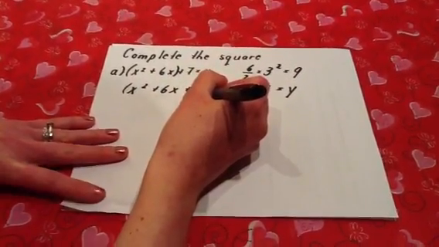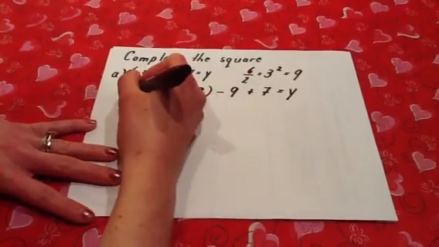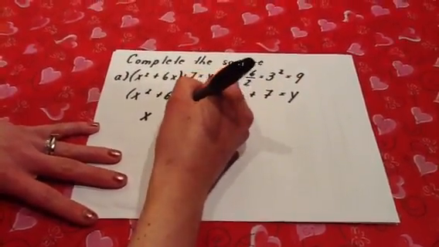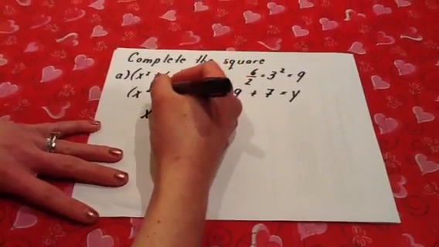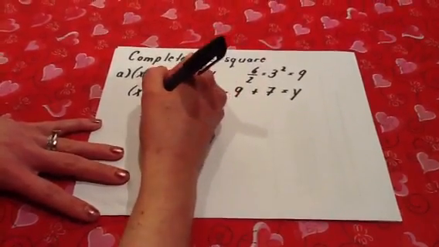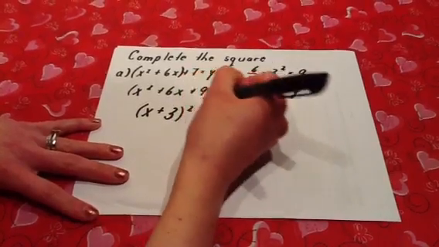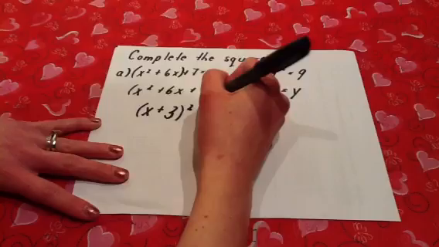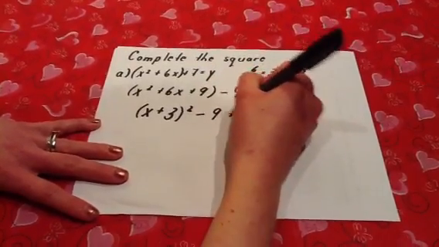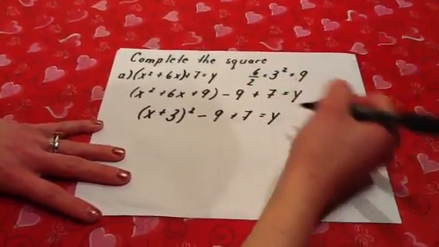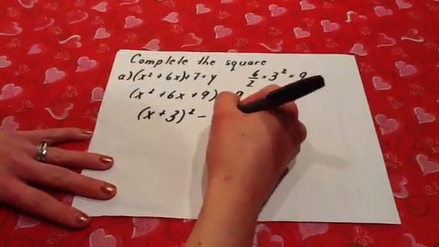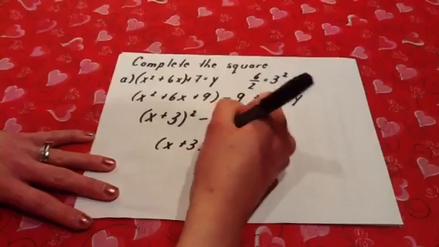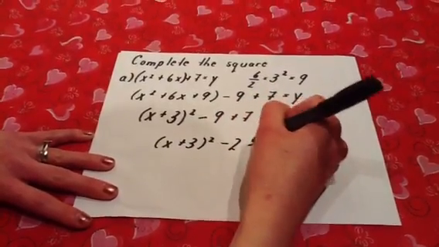Now the next step is to factor it. We take the square root of the first term, which is x, and the square root of the last term, which is 3, and we notice that it's a plus sign, so it's a plus in here. And then we square this. So this is the factored form of our perfect square trinomial. And then we still have minus 9 plus 7 equals y. The last step is just to combine these last two terms. So we'll have x plus 3 squared minus 2 equals y.